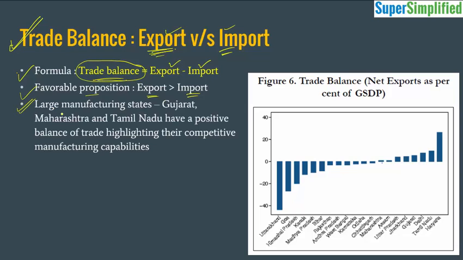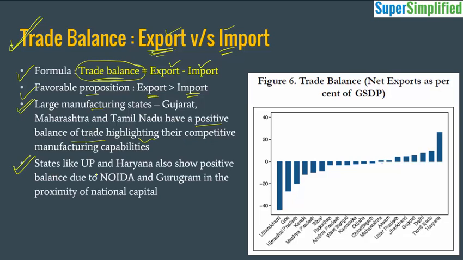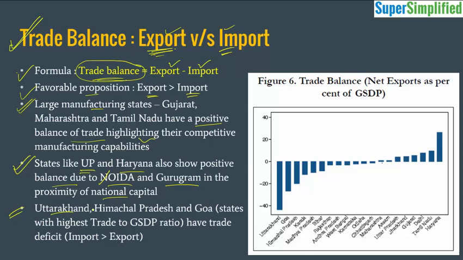Okay. So economic survey says that the large manufacturing states like Gujarat, Maharashtra, Tamil Nadu, they have a positive balance of trade because they are exporting more than importing, which highlights their competitive manufacturing capabilities. Okay. And even states like UP, Haryana also show positive balance due to some of the manufacturing powerhouses like Noida and Gurugram in the proximity of national capital, right? And the states like Uttarakhand, Himachal Pradesh and Goa, which were seen as the top performer in the previous slide because they trade maximum in India, these states show a trade deficit because they are importing more than what they are exporting.